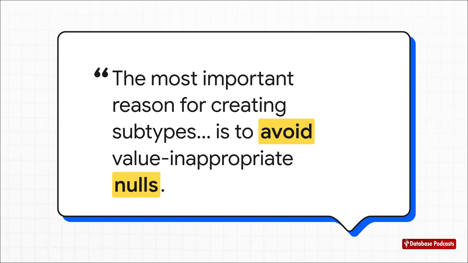But why go to all this trouble in the first place? Well, this quote really gets to the heart of it. Imagine you just put all student attributes in one giant table. An undergraduate would have a column for their GMAT score, which would always be null. A graduate student would have a column for their SAT score, which would be null. These aren't just missing values. They are values that are fundamentally inappropriate for that type of entity. Subtypes let us create tables where every single attribute is relevant, which gets rid of those nasty, value-inappropriate nulls.